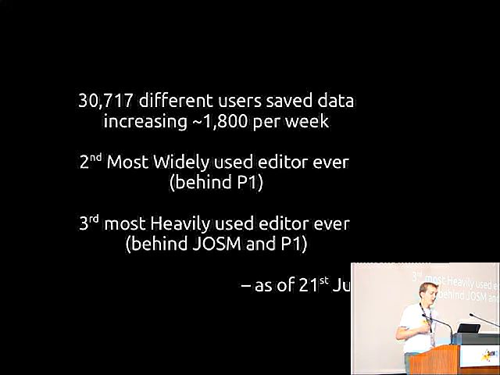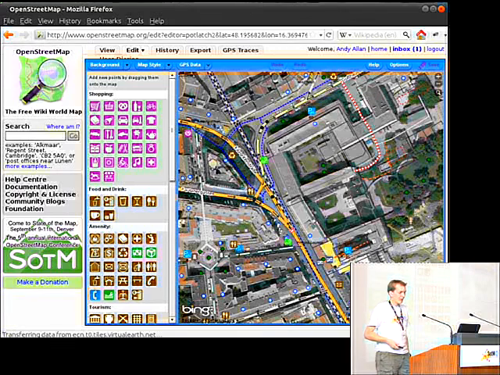It's the third most heavily used editor ever, again behind Potlach1, but also behind JOSM. And even today, more data is contributed with JOSM. In fact, the most committed mappers tend to use JOSM, but more people use Potlach2. That number of increasing users per week, there are only 6 OpenStreetMap editors in the history of the project that have had more users in total than the 1,800 users that we're adding every week. So maybe that's giving you a scale of how many people are involved. So a quick rundown of the features for anybody who's managed to avoid it.